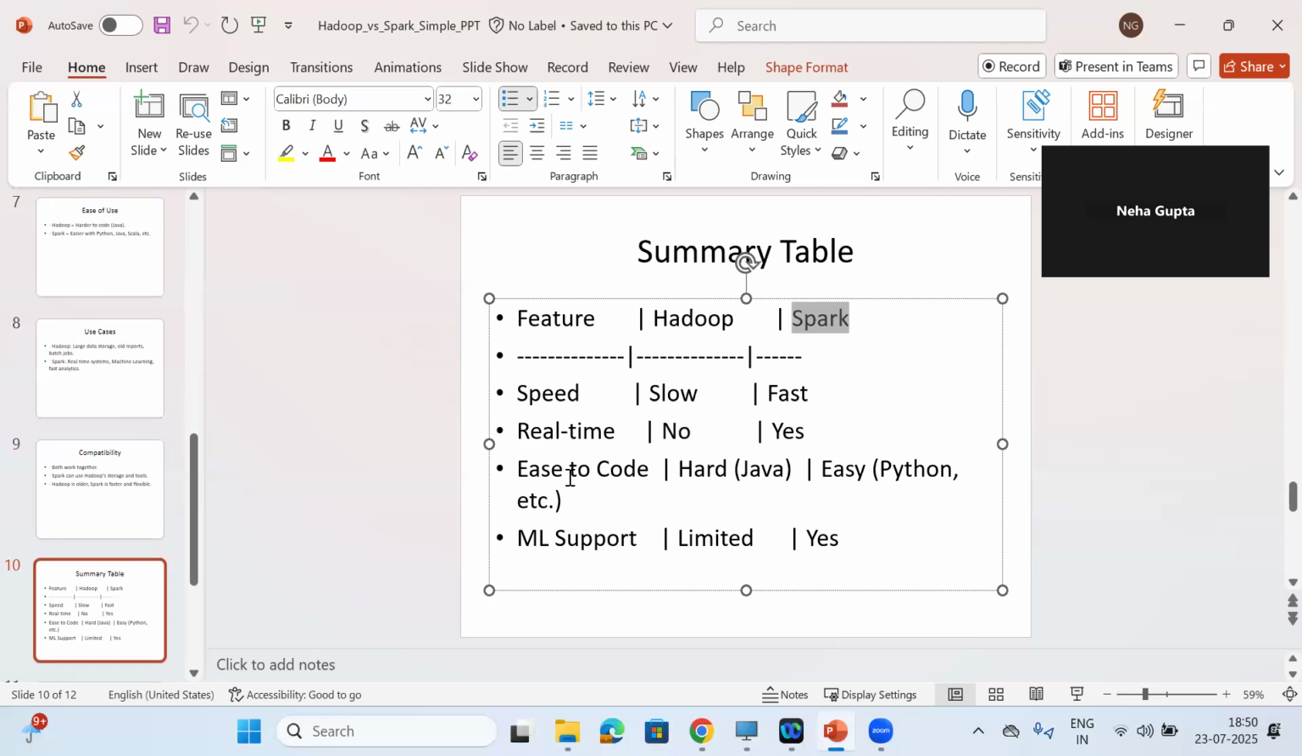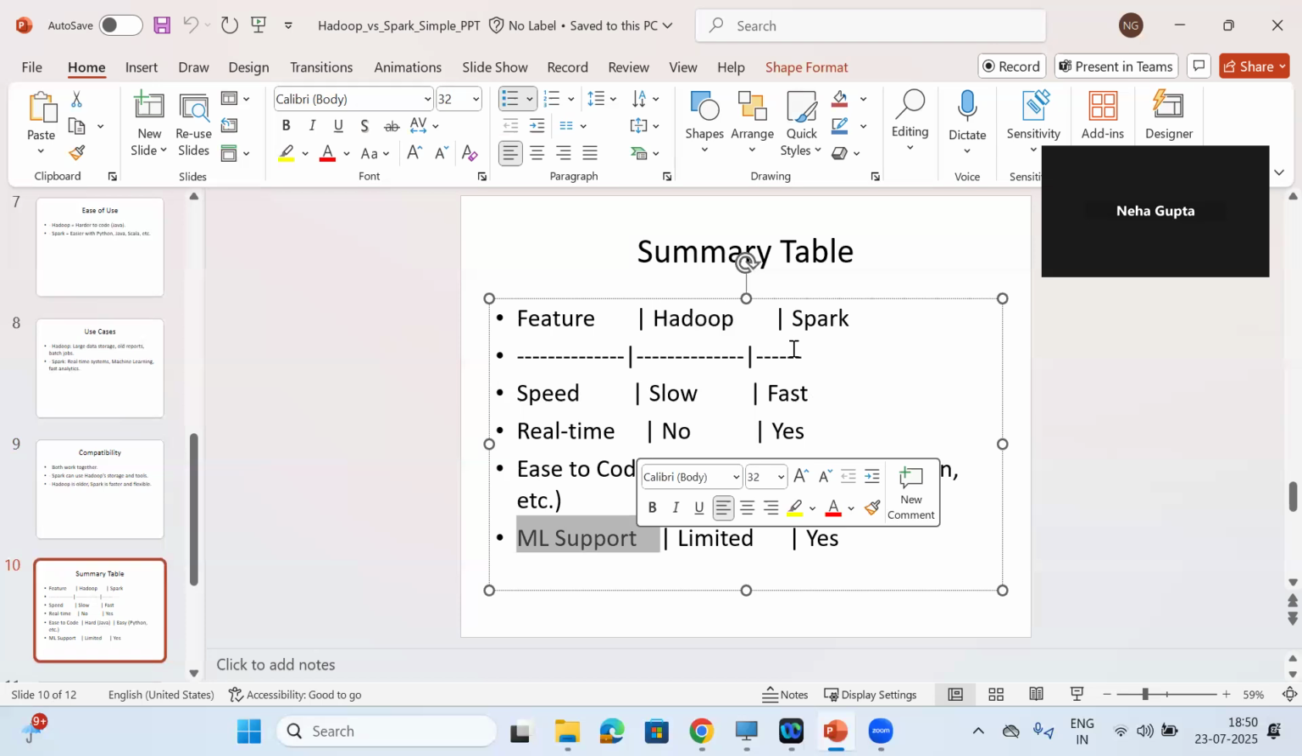Easy to code: Hadoop uses MapReduce, and MapReduce only supports Java to write any transformation logic. But Spark supports multiple languages like Python, Java, Scala, everything. So people can write code in whatever language they are comfortable with. ML support: Hadoop has very limited ML support, but Spark has very good ML support.